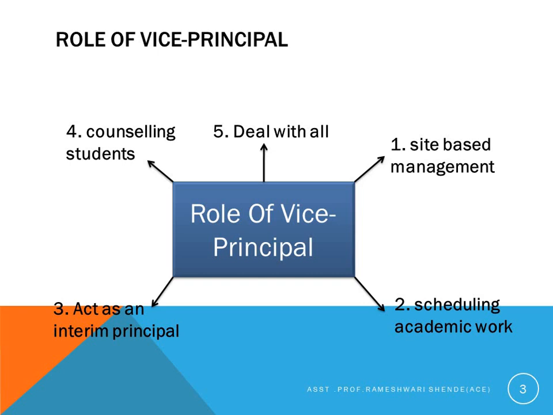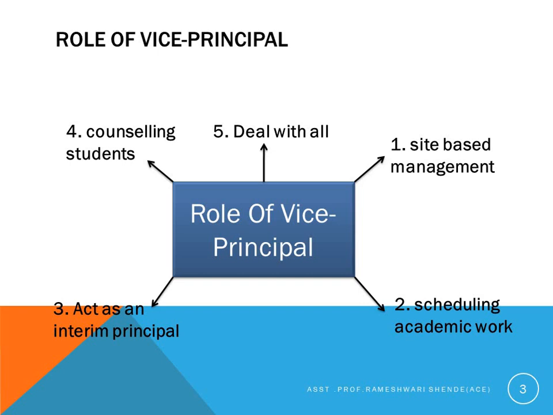Then the second important role is scheduling academic work. The vice principal works to ensure the academic success of the students. They help to schedule academic work by evaluating curriculum and teachers, dealing with the local community. They develop budgets and establish academic policies and programs. Some vice principals also take up the task of teaching as well.